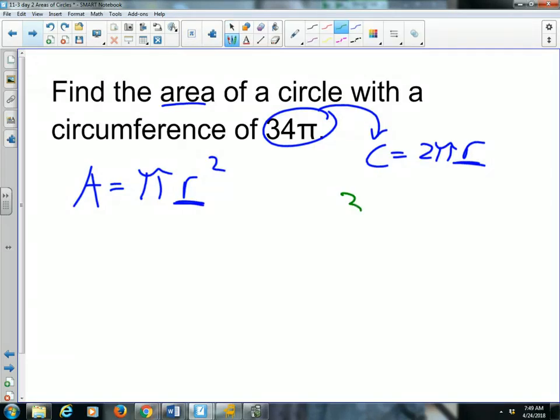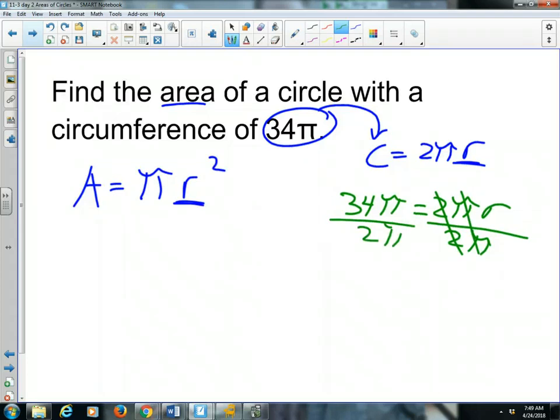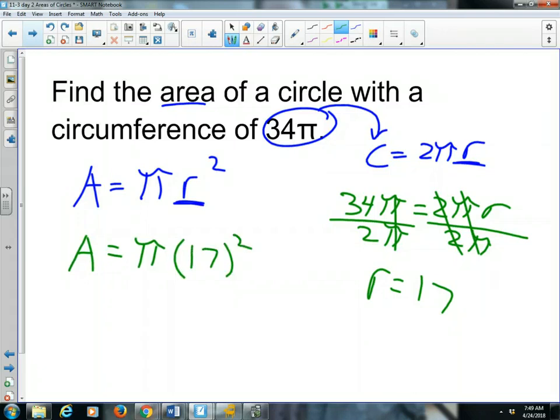So the circumference, 34 pi, equals 2 pi r. Let's solve for radius. Divide by 2 and divide by pi. And you get the radius equals 17. Now I could find the area of my circle. The area equals pi times 17 squared. So 17 times 17 is 289. That has to be multiplied by pi. Area equals 289 pi, and we aren't given units on this one, so we're just going to say it's units squared.